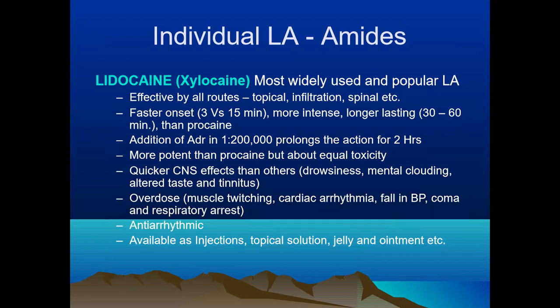It has quick central nervous system effects, which can cause mental incoordination and drowsiness, and also tinnitus and a metallic taste. Overdose can cause muscle twitching, cardiac arrhythmias, falling blood pressure, and sometimes coma and respiratory arrest. So you have to be very careful when you are injecting this type of drug. It is available as injections, topical solutions, jellies, ointments, etc.